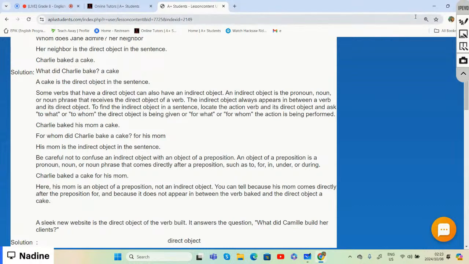And you need to be careful, but before we go to that, remember we say that an indirect object comes between the verb and the direct object. And in order for us to locate and find it, we need to ask ourselves to what or to whom the direct object is being given, or for what or for whom the action is being performed. That is what you need to ask yourself when you are trying to locate the indirect object.